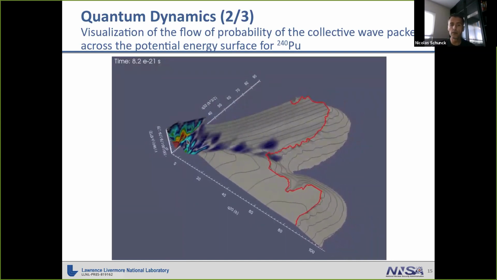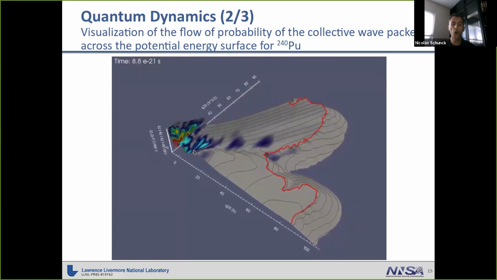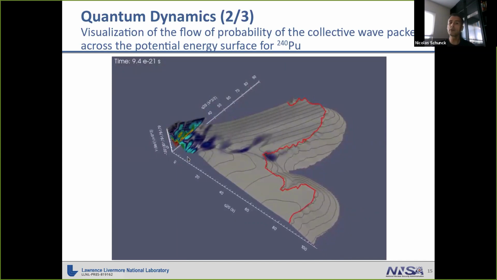And then these color-coded contour maps show the actual probability to be at a certain point on that surface. Now the evolution stops. I didn't make it run all the way to the end, but if I did, at some point all that wave packet would cross the fission line, and from the flux of that crossing you could extract the fission fragment distribution.